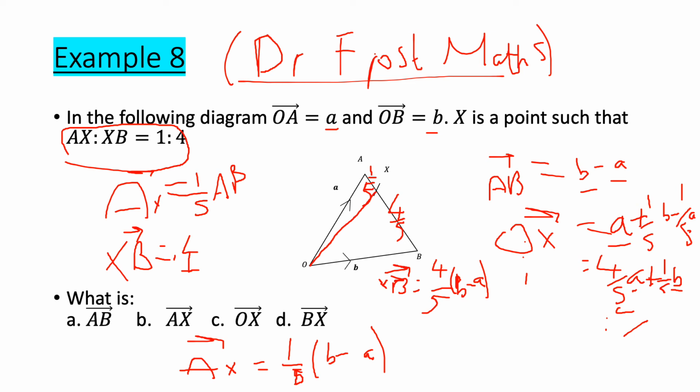BX means the opposite, so BX is going to be the inverse of XB. So it's going to be minus 4/5 brackets B minus A, because it's the negative direction. Remember that BX is the opposite of XB, so the signs change.